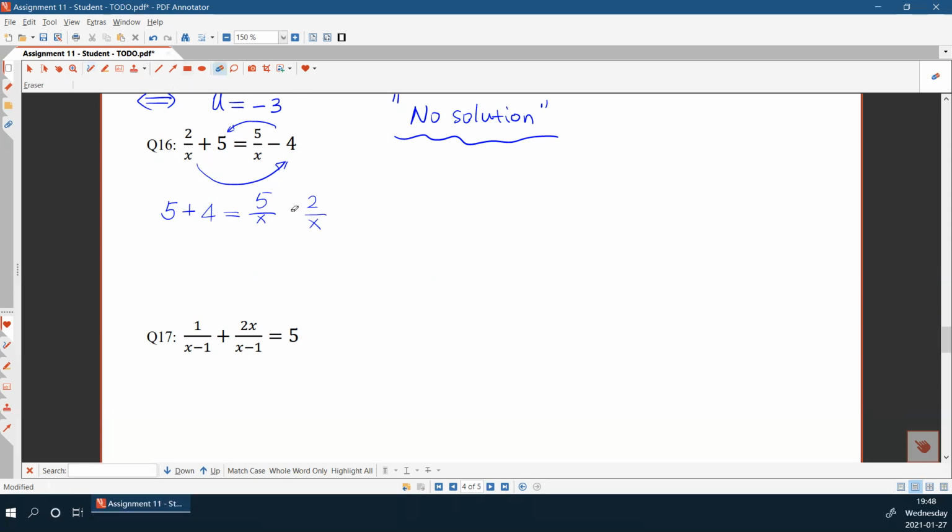This sign here is not plus. This should be a negative sign, right? Because 2 over x is positive. When you move a positive term into the other side of the equation, it becomes a negative, right? So this means 9 equals 3 over x. So x is 3 over 9, which is 1/3.